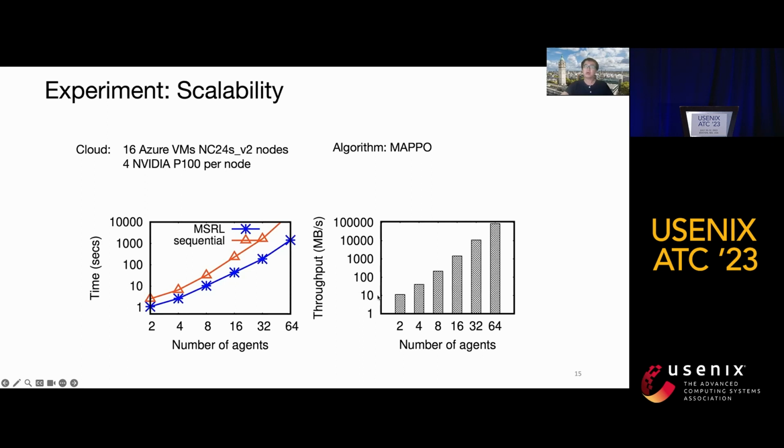We also looked at the throughput here, right? Since, as we mentioned, increasing the number of agents will increase the amount of training data, and hence it will also have a significant impact on the throughput. And the result is that with 64 agents, the throughput here is almost 7,600 times higher than the 2-agent case. That means MSRL is able to process a very large amount of data in reasonable time.